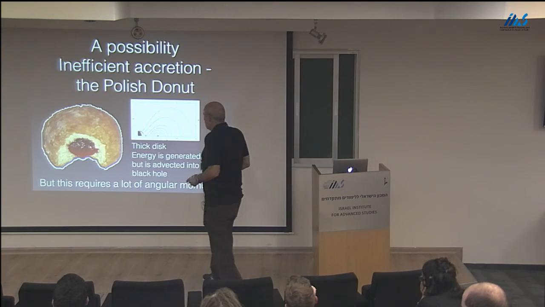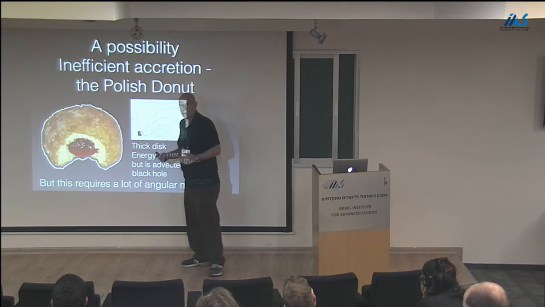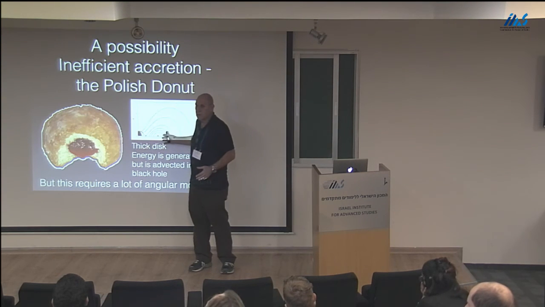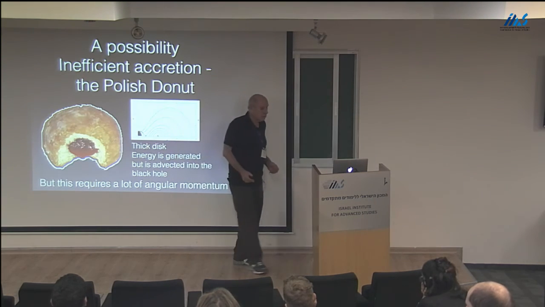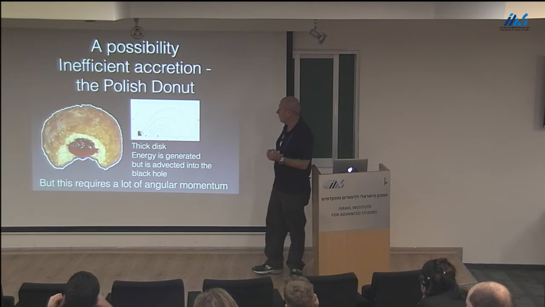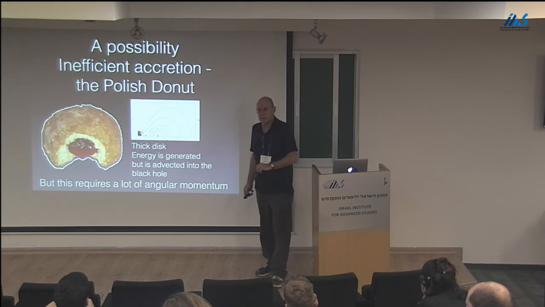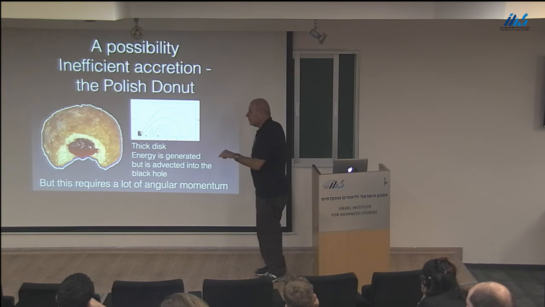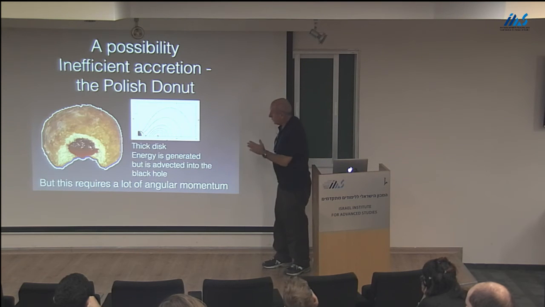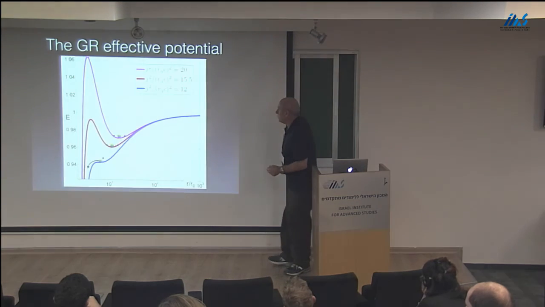The problem with this model is that it requires a lot of angular momentum to support itself. To have such a structure, you need a lot of angular momentum. And in the system, we don't have a lot of angular momentum because the typical angular momentum is small, of order of the angular momentum at the tidal radius. So it's not clear that you can build such a structure.